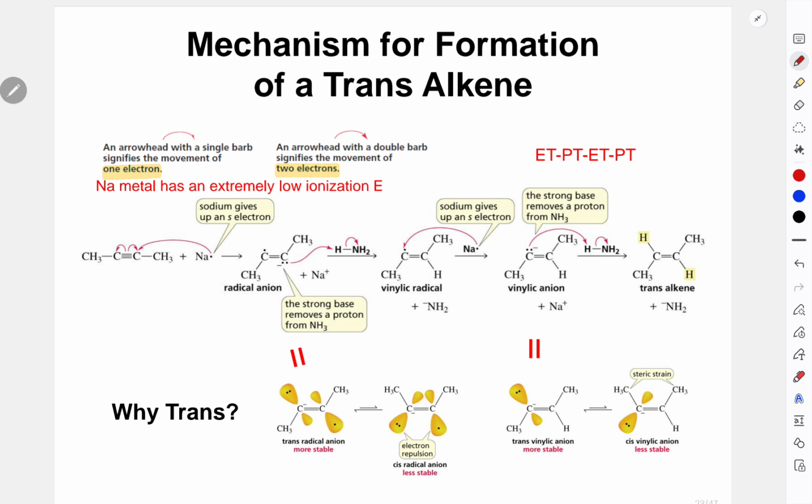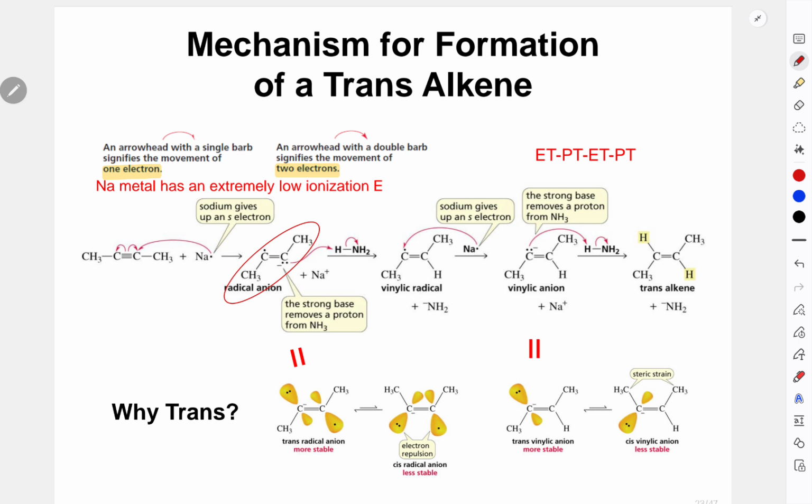this is a single bar arrow, right? Indicating the movement of this single electron, not the pair of electrons. And in the triple bond, you can identify the movement of the electron one by one. And this will give you this radical anion as an intermediate.